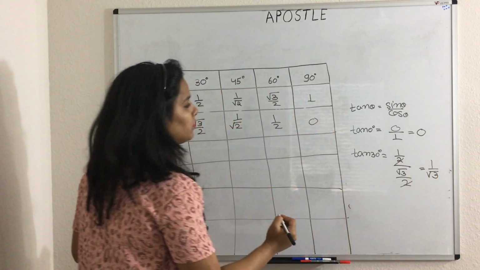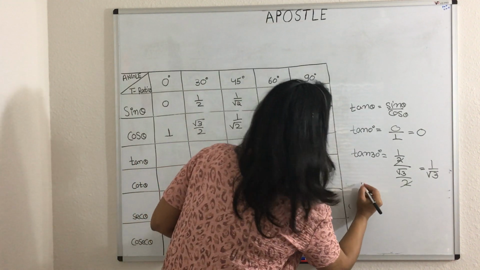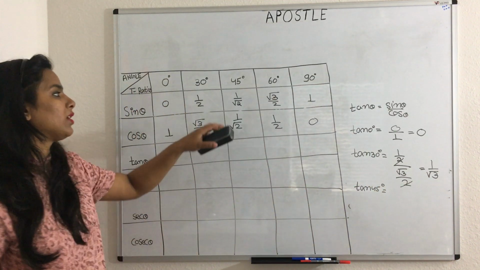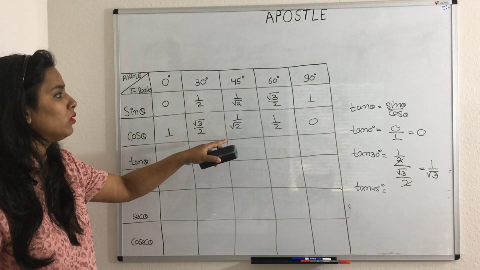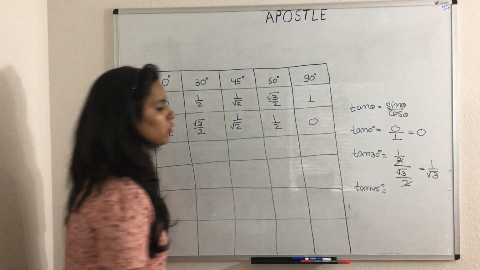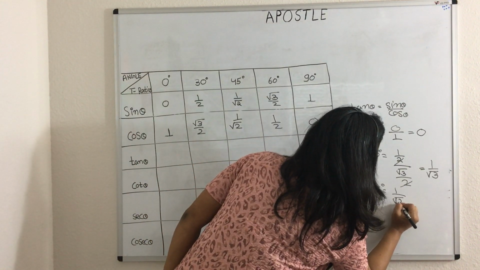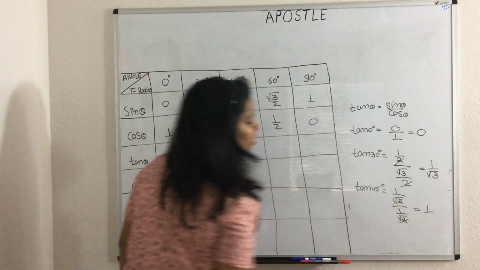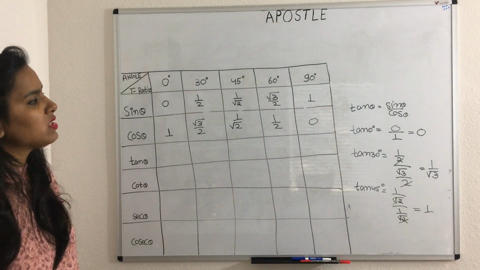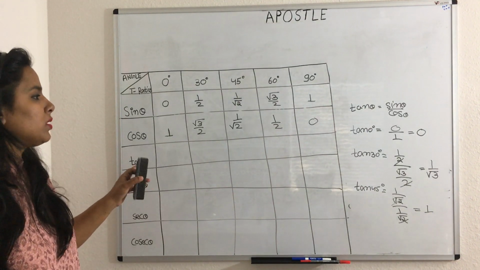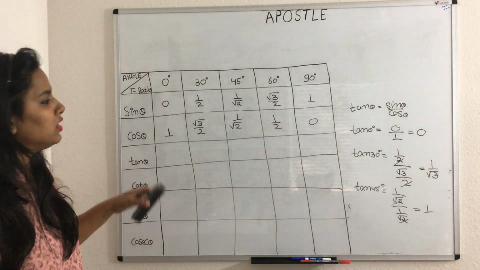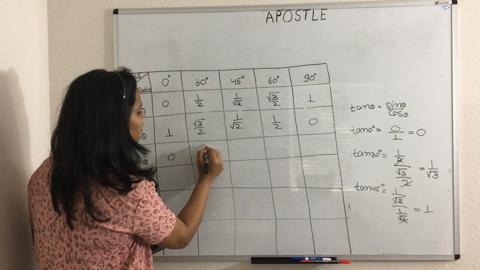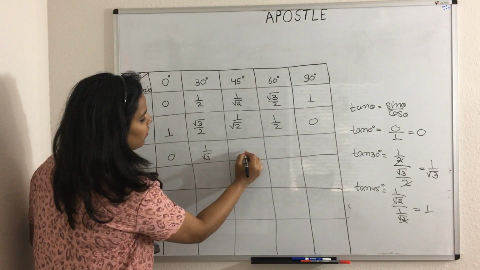What is the value of tan 45 degree? We know that the value of sin 45 is 1 by root 2 and cos 45 is also 1 by root 2. So I am going to cancel 1 by 1 and root 2 by root 2. So our answer is 1 only. So the value of tan 45 is 1. Now I am going to substitute the values in the box. So the value of tan 0 degree is 0, the value of tan 30 degree is 1 by root 3, and the value of tan 45 is 1.